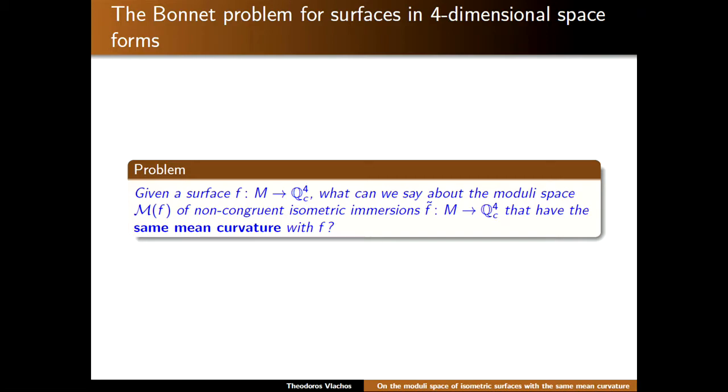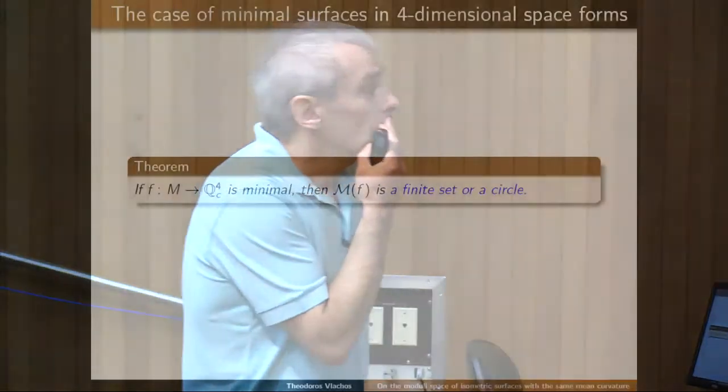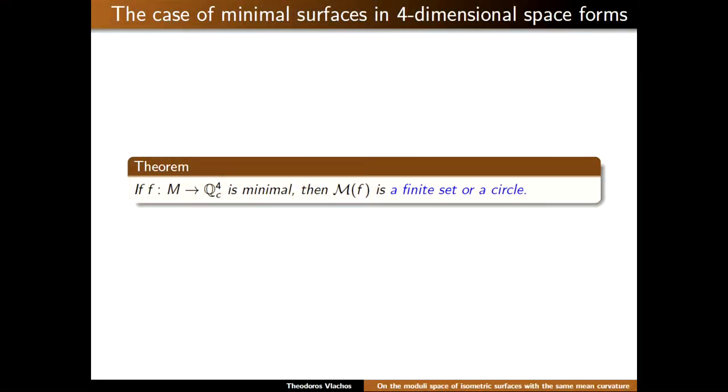So that's the problem. Given a surface in a four-dimensional space form, we want to describe the space of all isometric surfaces that have the same mean curvature. Let me start with the case where the surface is minimal. In this case, we are able to prove that this space, the moduli space, is either a finite set or a circle.